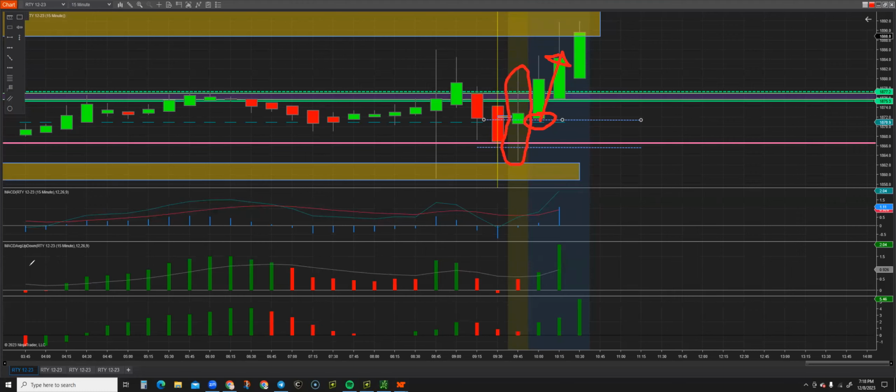High probability, and plus you have the 4 hour and the 1 hour headed north. So all you're waiting for is the next bar with no bottom wick.